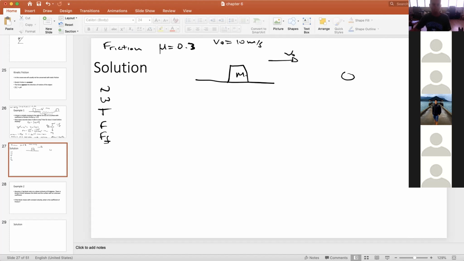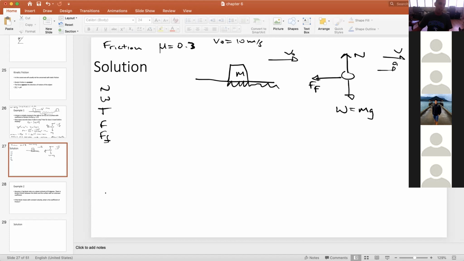So just drawing the forces on this, there is a normal force because it's on a surface. There is a weight, mg, because it's on a level surface. There is no other force on this right now. It is going to the right. The only force acting is the force of friction opposing the motion to the right. That's it.